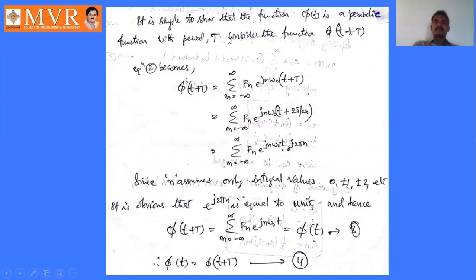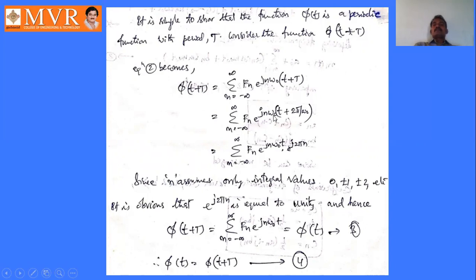So consider the function phi of t plus T. What is the condition for showing phi of t as a periodic function? It has to satisfy the condition phi of t is equal to phi of t plus T, right? That's why first of all we will analyze phi of t plus T. So equation 2 becomes phi of t plus T equal to, replacing t by t plus T, sigma n equal to minus infinity to infinity Fn into e power j n omega naught into t plus capital T. e power x plus y is nothing but e power x into e power y, right?